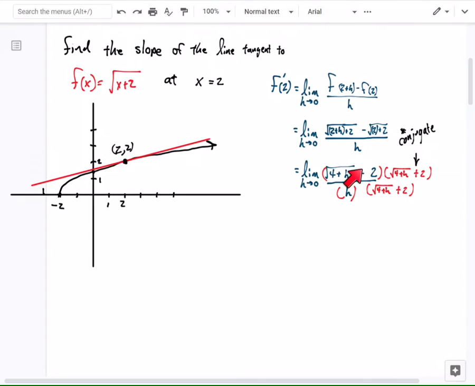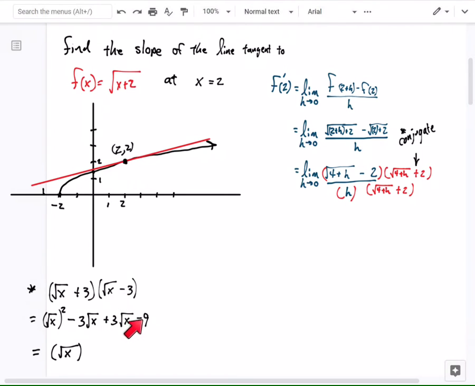These are conjugate pairs. As a reminder, when you multiply conjugate pairs, the square root of x plus 3 times the square root of x minus 3, for example, the square root of x times the square root of x gives you the square root of x squared, negative 3 times the square root of x, positive 3 times the square root of x, and 3 times negative 3, which is negative 9. Well, the square root of x squared is fine. 9 is really 3 squared. And then the middle terms, negative 3 times the square root of x and positive 3 times the square root of x, subtract out to 0. So the net effect of multiplying conjugate pairs is that you can square the first term and square the second term and subtract those two, and that will be the resultant product.